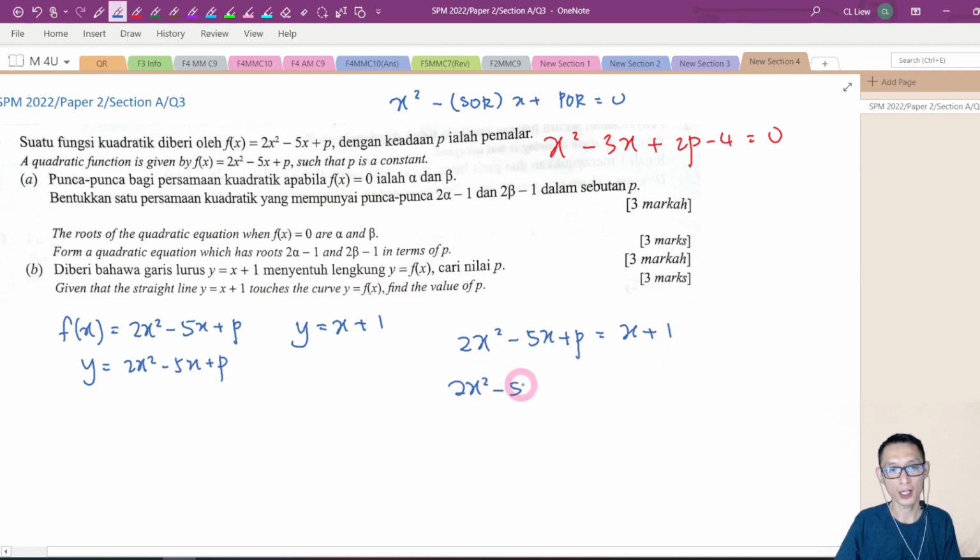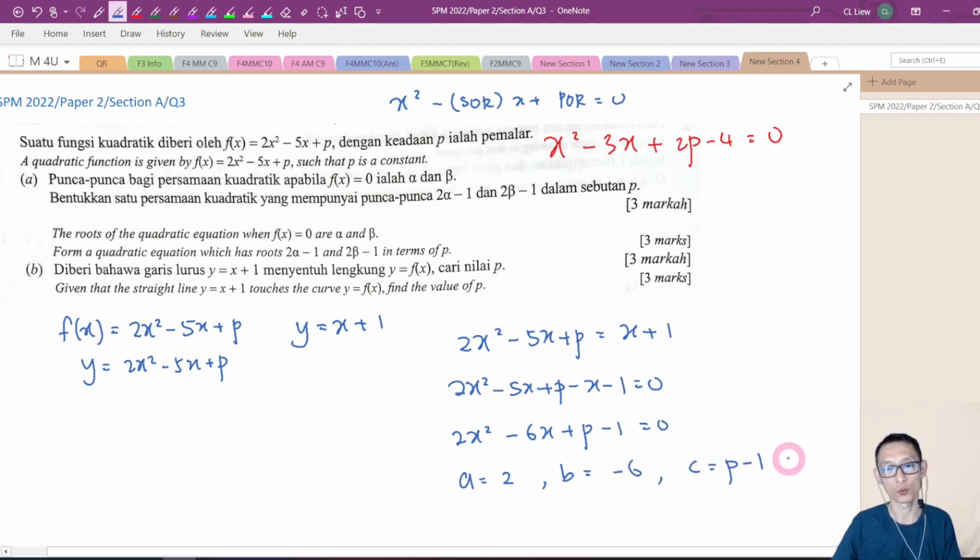2x squared minus 5x plus p minus x minus 1 is equal to 0. So 2x squared minus 6x plus p minus 1 is equal to 0. So a is equal to 2, b is equal to negative 6, and c is equal to p minus 1. When this tangent touches the curve at one point, this means that you will only be able to get one value of x. That means two equal roots.